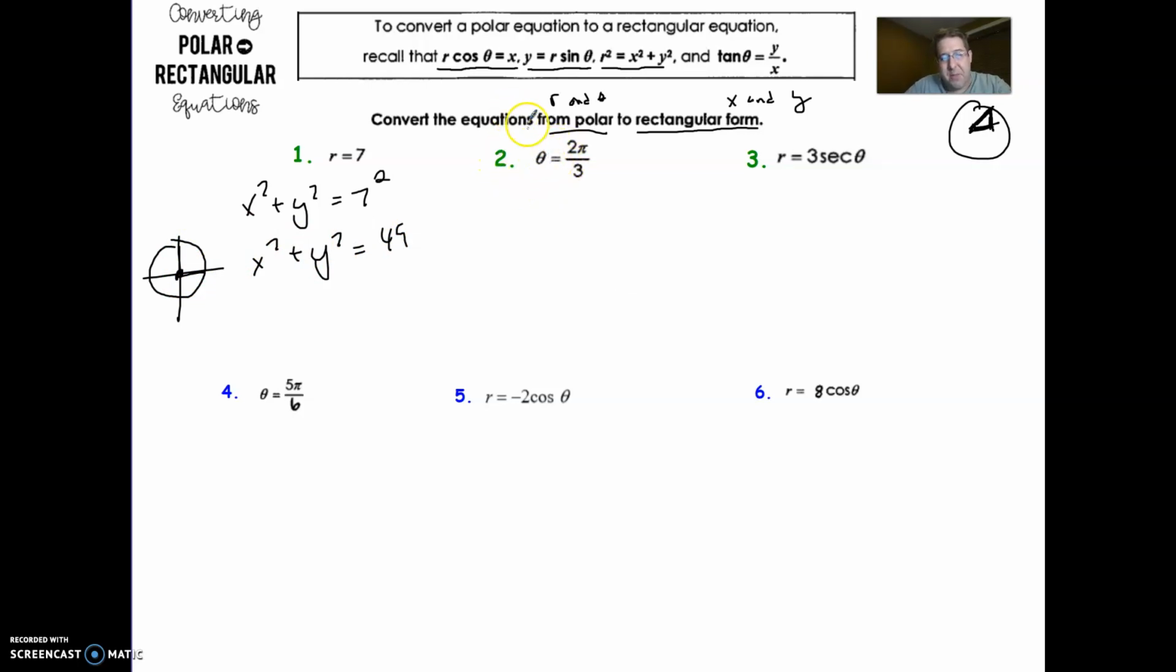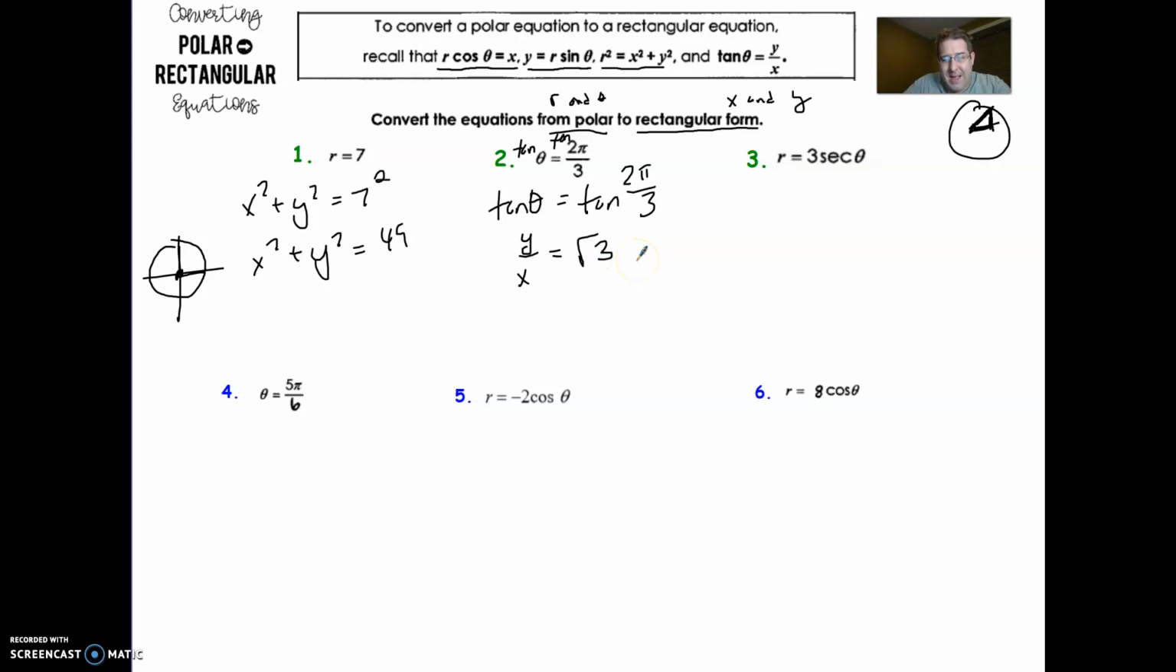So this time we're just given theta. This is a little bit trickier, so I'm going to use this right here. And what I'm going to do is take the tangent of both sides. So that's going to give me tangent of theta equals tangent of 2 pi over 3. Now, tangent of theta is y over x. So that's an easy transformation, turning tangent of theta, which is y over x. Now, tangent of 2 pi over 3, remember back to your unit circle, 2 pi over 3 is a 60-degree reference angle in the second quadrant. And tangent of a 60-degree angle is square root of 3, and that's it.